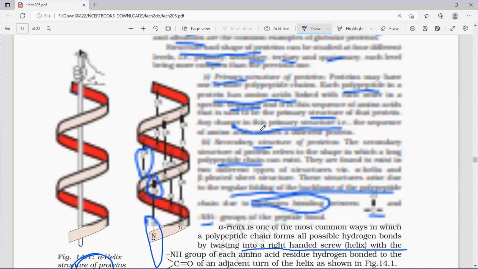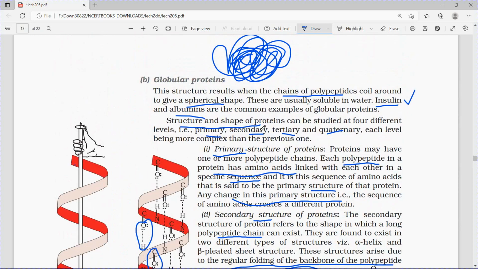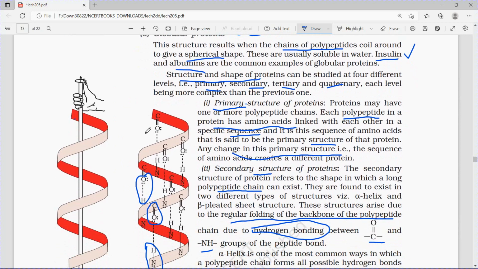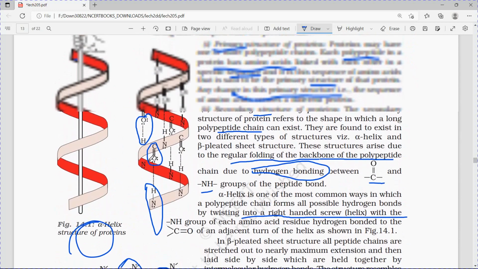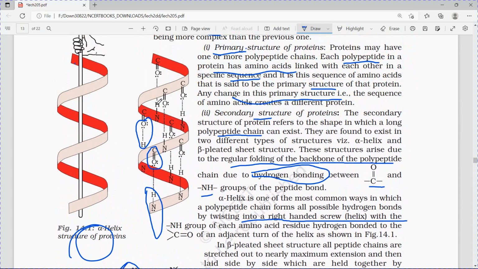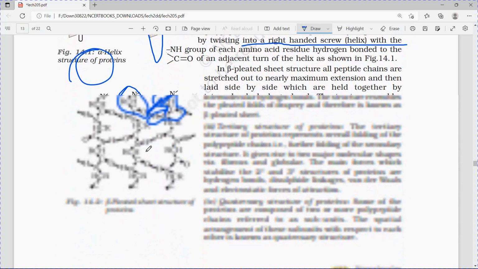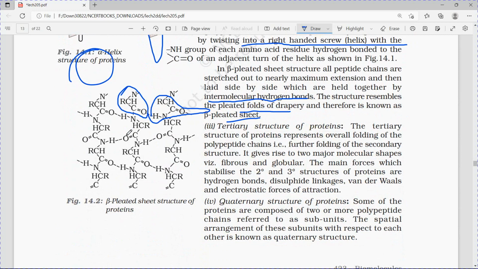So these are the secondary structures of protein. In secondary structures we have alpha helix and beta pleated structure. Alpha helix is due to intramolecular hydrogen bonding, and beta pleated structure is due to intermolecular hydrogen bonding, right? Then we can go for the tertiary structure of proteins. What do you mean by tertiary structure? This represents the overall folding of the polypeptide chain.